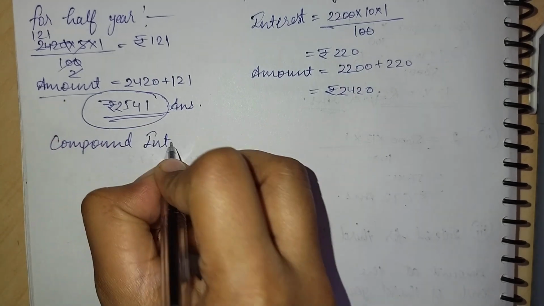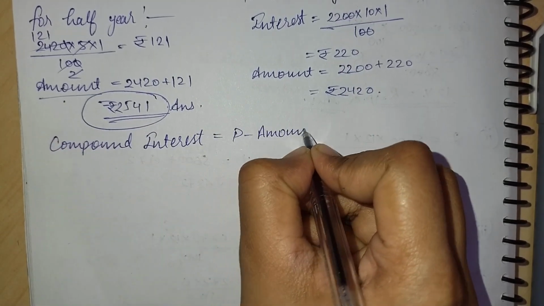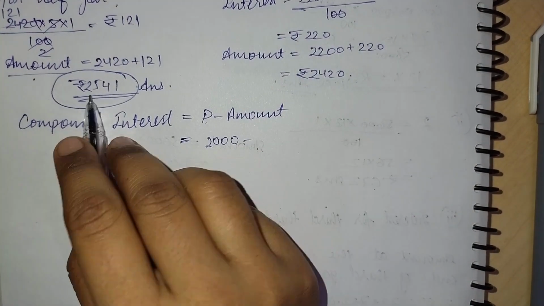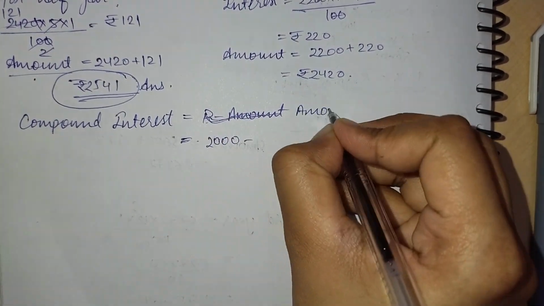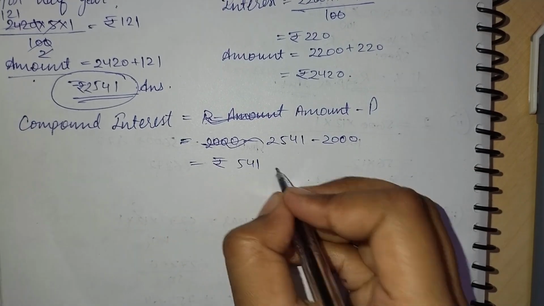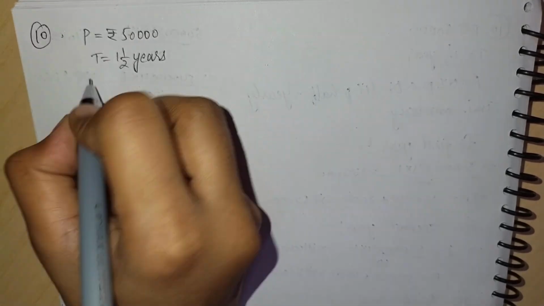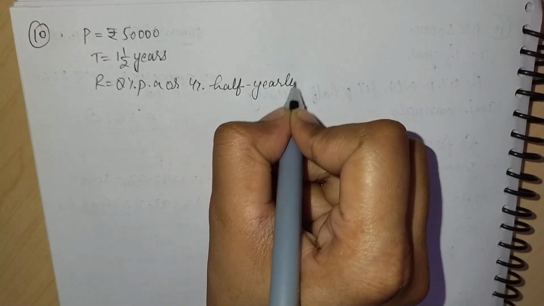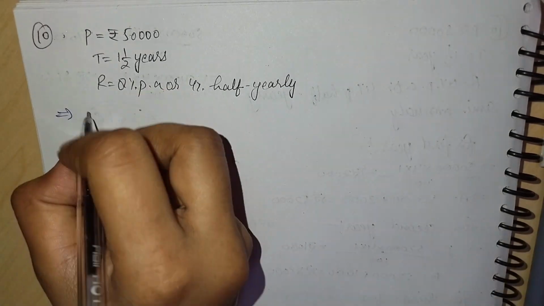The second question of this is, find the compound interest. So we will subtract the amount minus principal amount here. We will get here 541 rupees as the compound interest. Now the 10th part is, find the amount and the compound interest on rupees 50,000 for 1.5 years at 5% per annum, the interest being compounded semi-annually.